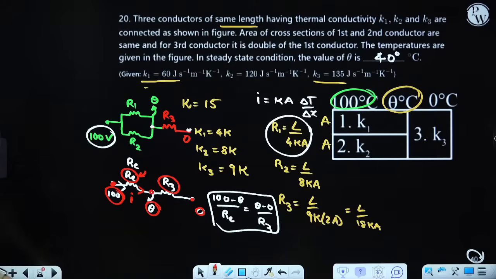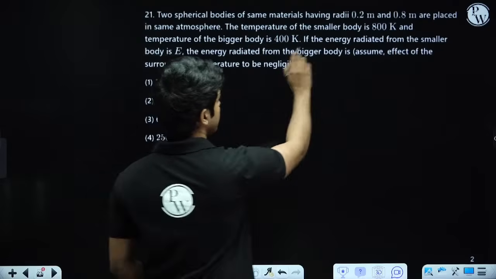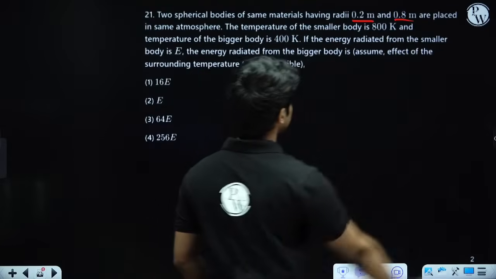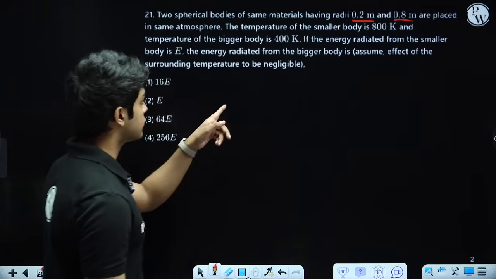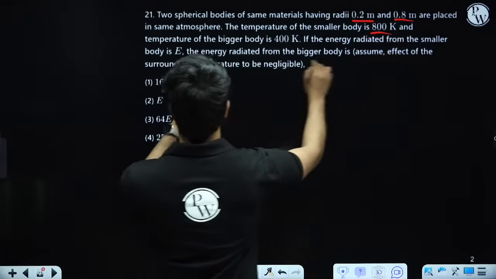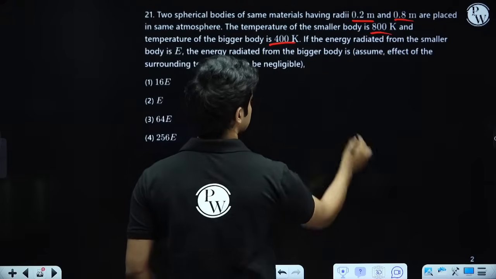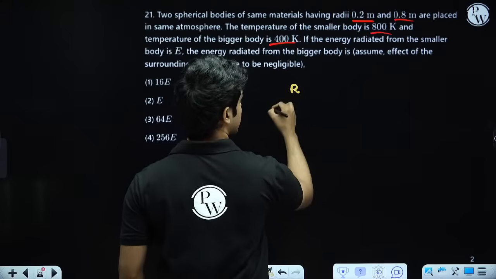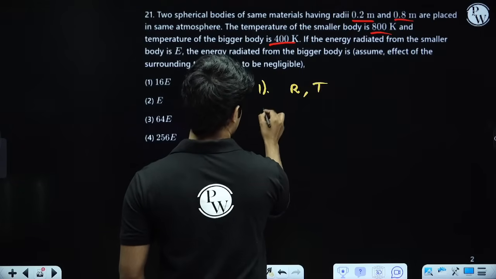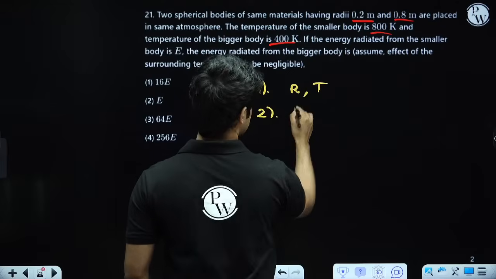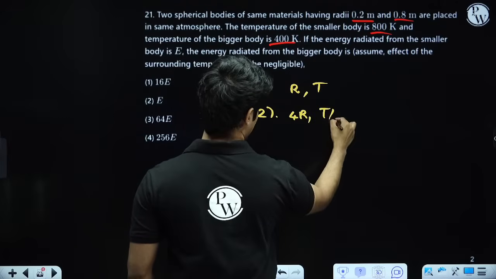All right, moving on. Two spherical bodies, same materials, have radii 0.2 and 0.8. They are placed in the same atmosphere. Temperature of the smaller body is 800, temperature of the bigger body is 400. So we can use symbols for this first. The first body has radius R and temperature T. The second body's radius is 4 times as much, 4R, and the temperature is half, which is T by 2.